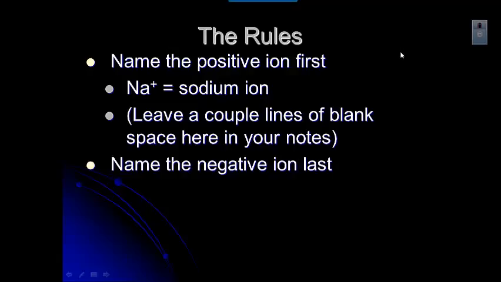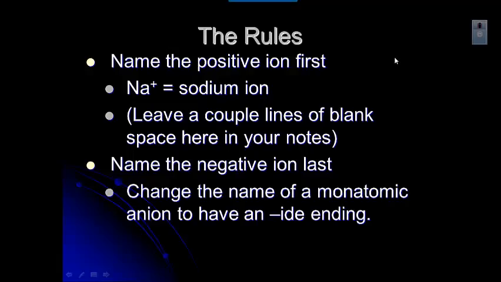And then we name the negative ion last. We change the name of a monatomic anion to have an IDE ending. So those are all of those ions on the periodic table. Things like chlorine, that becomes chloride. Sulfur becomes sulfide. And oxygen becomes oxide. Nitrogen becomes nitride. Tellurium becomes telluride. So all of those endings will change to IDE.